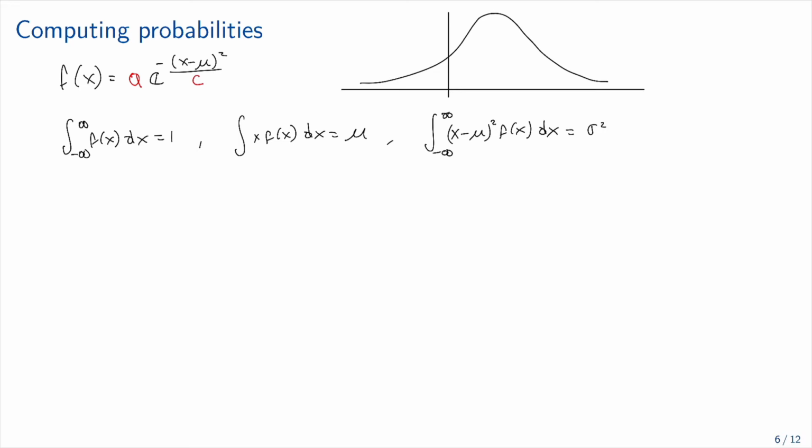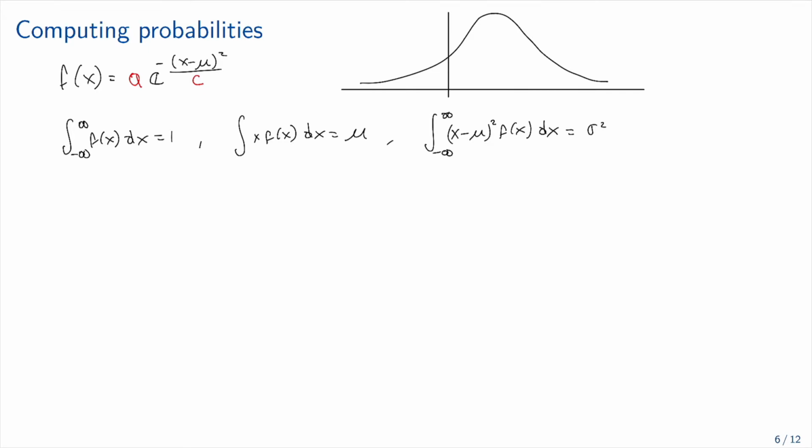Now let's see how we can compute probabilities with this exponential function. First of all, the function that we have is f(x) equal to a constant a, multiplied by e to the minus (x minus mu) squared divided by c. We know that the constant a is responsible for the height, and constant c is responsible for the shape of the bell. Now, to find out a and c, we have the following equations.